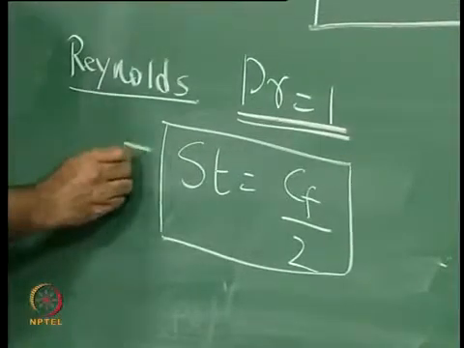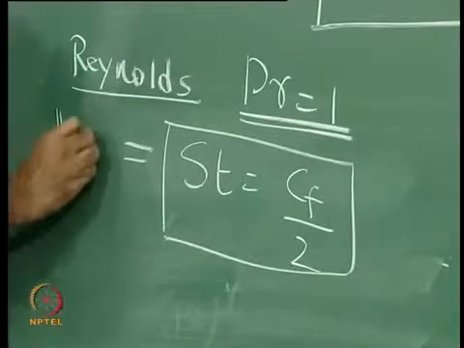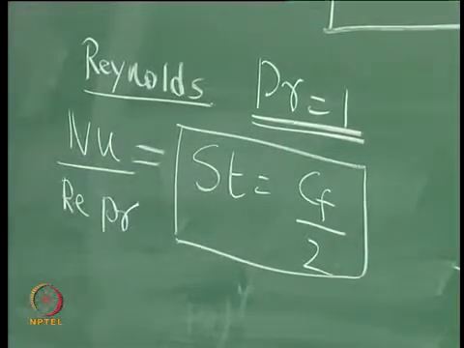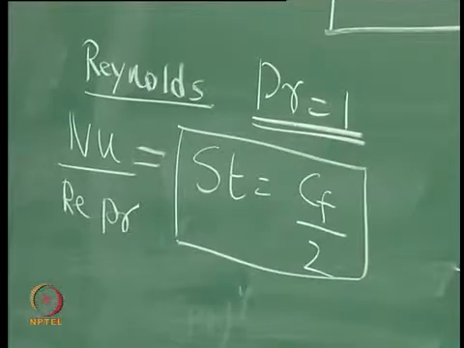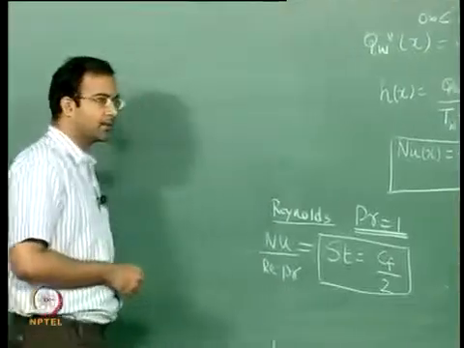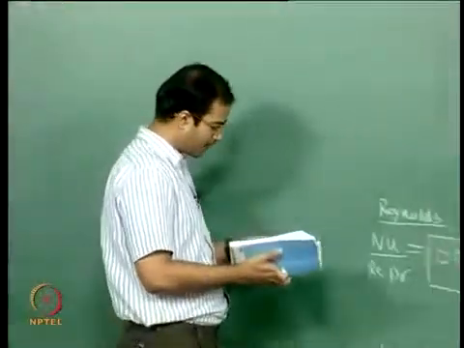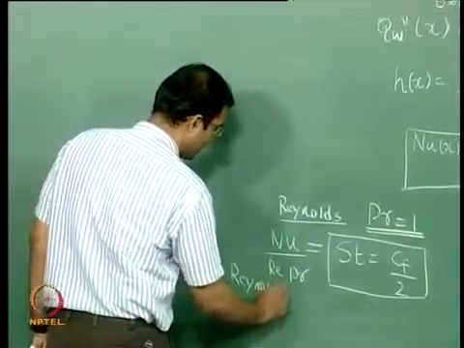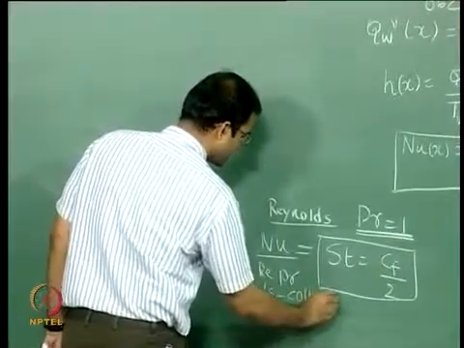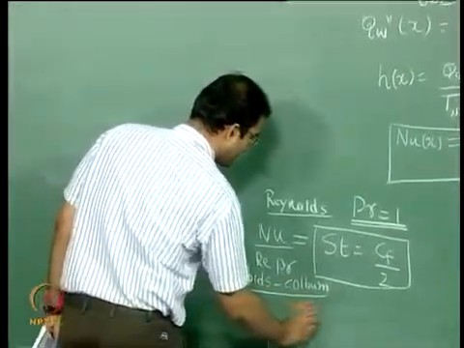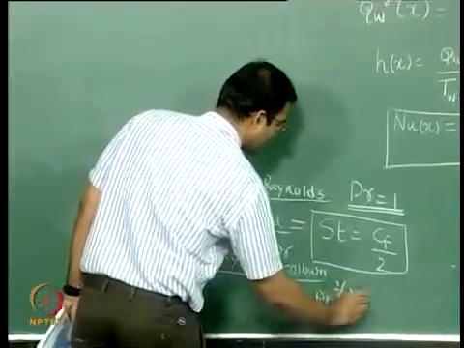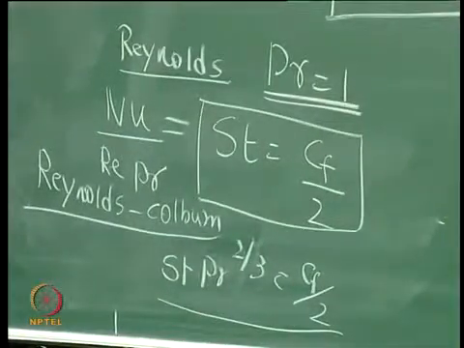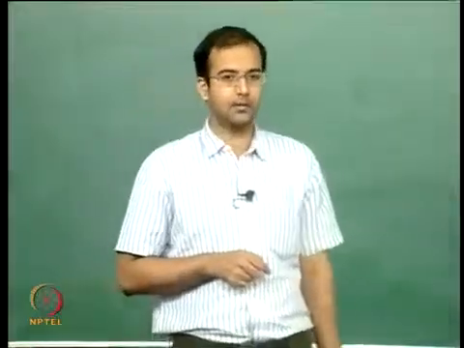Your Stanton number is another non-dimensional group which is defined based on your Nusselt number, Reynolds number and Prandtl number. So all these are grouped and just another name is given to that. Now for Prandtl number not equal to 1, people have found that you can still use an analogy. That is called the Reynolds-Colburn analogy because it is an extension of the Reynolds analogy for Prandtl number 1. According to that, your Stanton number times Pr to the power 2/3 is exactly equal to Cf by 2. So wherever your Prandtl number is not equal to 1, you can still use the Reynolds-Colburn analogy to calculate the Nusselt number from the skin friction coefficient.